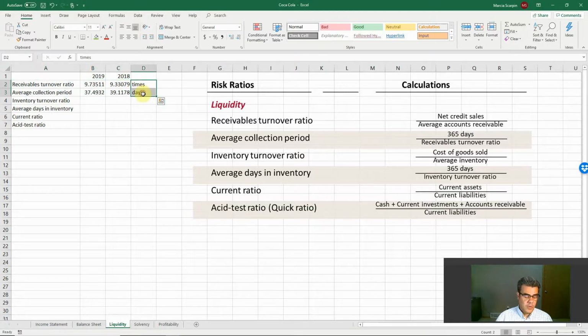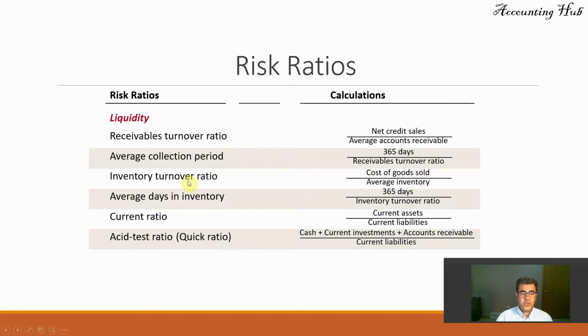Our ratio, so inventory turnover ratio. Cost of goods sold divided by average inventory. It is how many times we sell our inventory per year. How many times do we renew our inventory per year? And then how many days our goods stay in inventory. So let's do it.